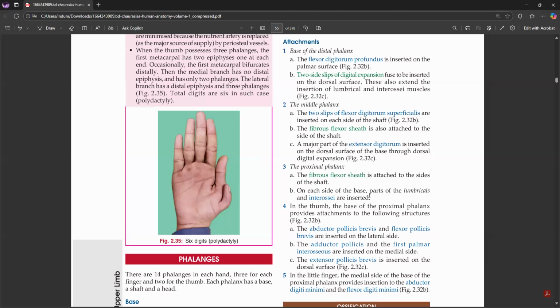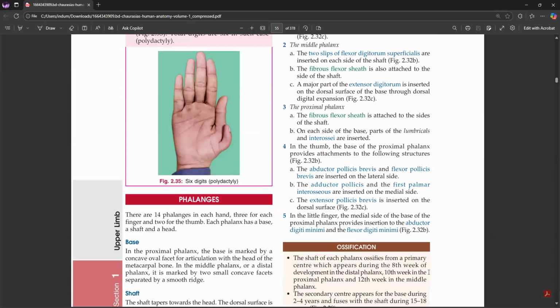The proximal phalanx. The fibrous flexor sheath is attached to the sides of the shaft. On each side of the base, parts of the lumbricals and interossei are inserted. Number 4. In the thumb, the base of the proximal phalanx provides attachments to the following structures. Figure 2.32b.